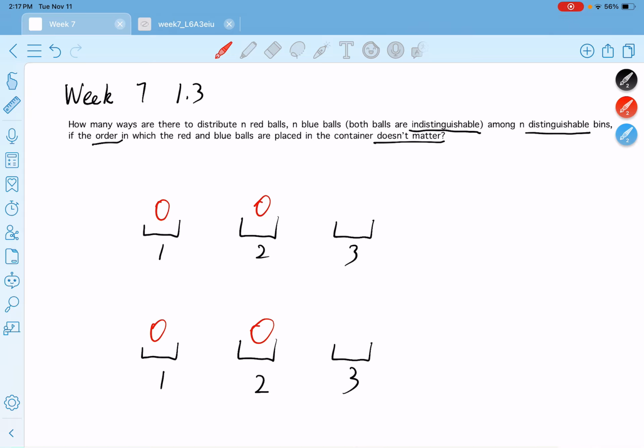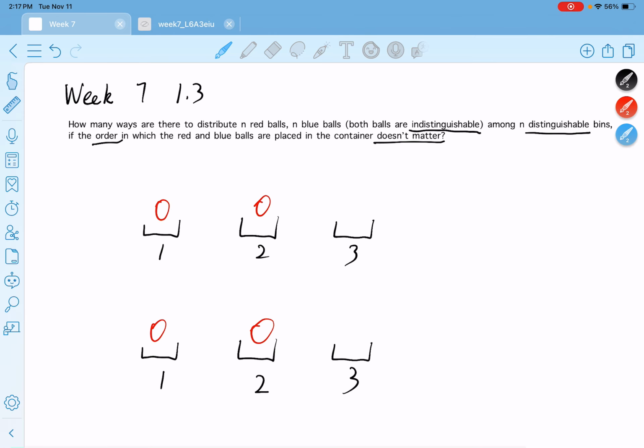And we are dealing with indistinguishable balls and distinguishable bins. Another thing to notice is, what does "the order doesn't matter" mean? It means that whether we place the red ball first in a bin and then the blue ball, or the blue ball first and then the red ball, the order of the balls inside the bin doesn't matter. We just care what balls are in what bin.